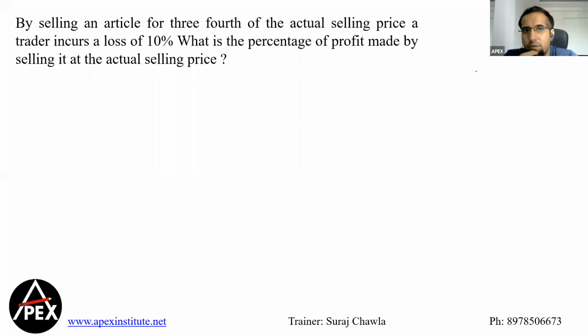If by selling for 3/4 of the actual selling price, a trader incurs a loss of 10 percent. So 3/4 of the actual selling price. Always remember this, guys: whenever you are calculating 3/4 of selling price, and I know that I will be applying percentage, first take the SP as a multiple of 4. And since I'm applying percentage, I would assume that the actual selling price is 400x.